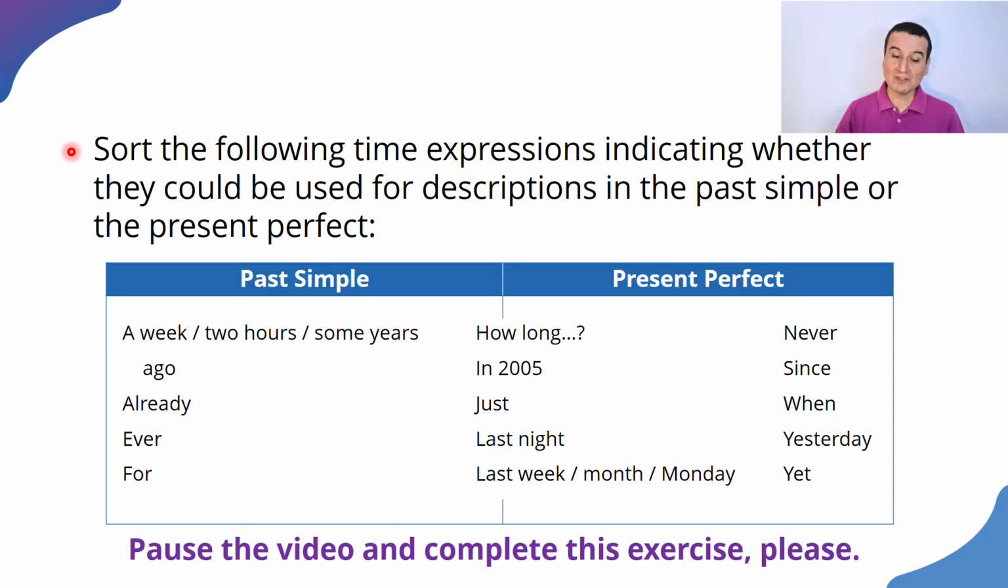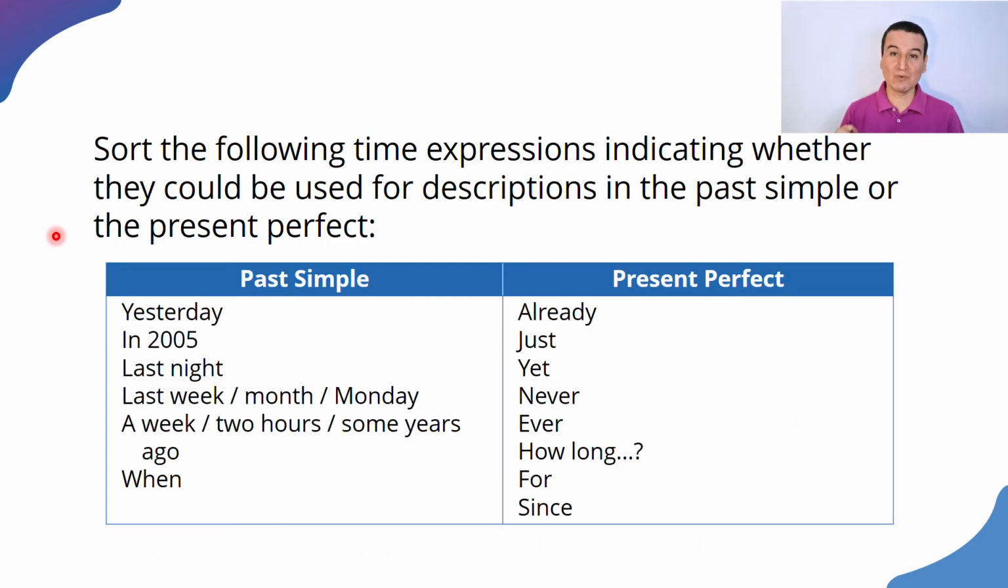So let me show you my answers. Here they are, and let's make sure that you understand what each word means as I pronounce it for you. All right, so make sure that you understand yesterday, in 2005. Why? Because they refer to specific moments in the past. Last night, last week, last month, last Monday. All right, or when we have the expression ago, a week ago, 2 hours ago, some years ago, or when I was little, I lived here.